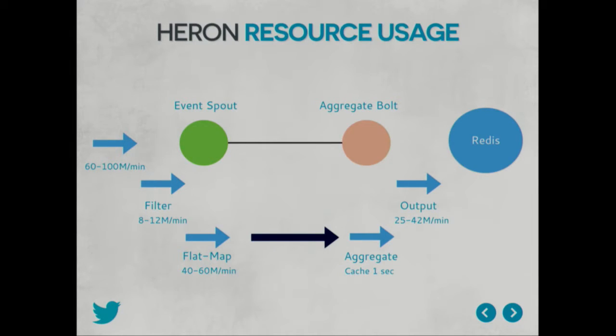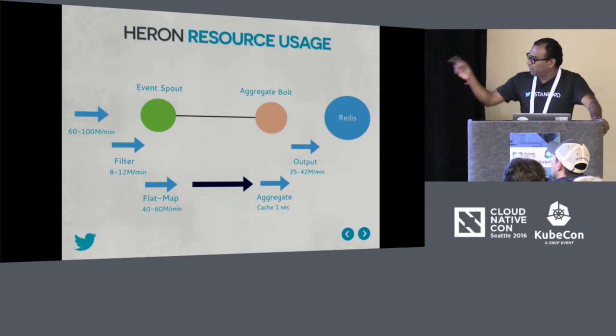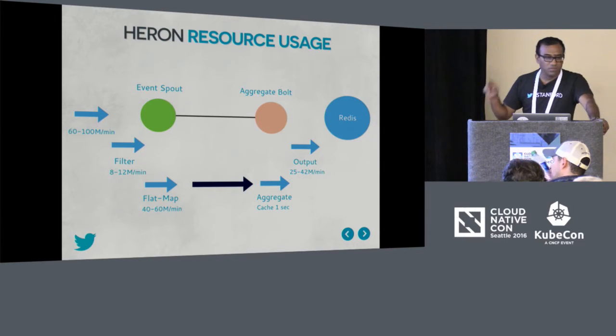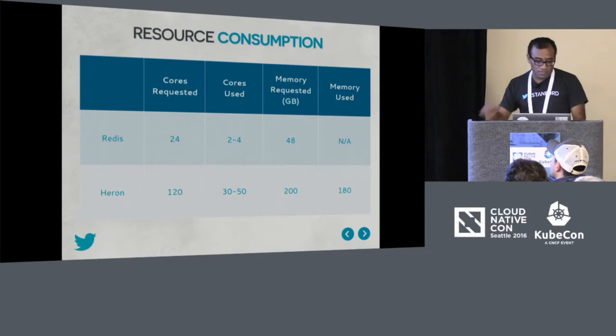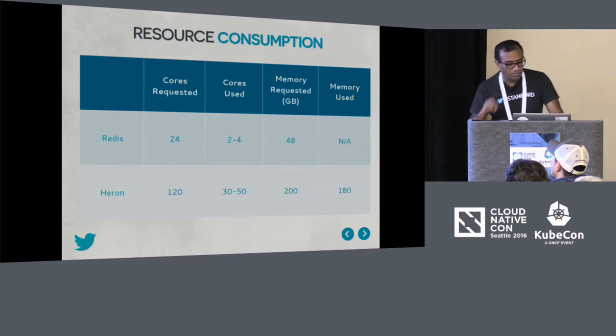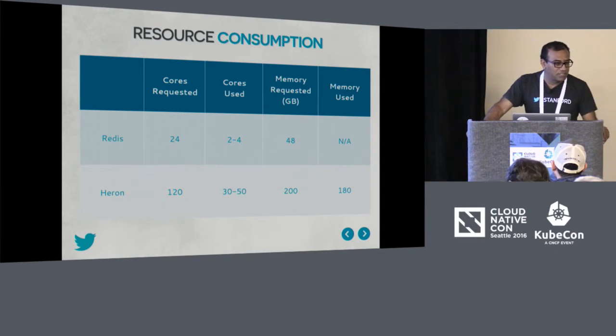So the spout is doing all this logic of absorbing data, filtering, as well as expanding the tuples and sending them out. The aggregate bolt takes the incoming tuples, aggregates them every second, then outputs into Redis, at a rate of around 25 to 42 million tuples per minute. For overall resources, we dedicated a machine for Redis, which has 24 cores, but the actual cores used were around 2 to 4. And of course, that machine had 48 GB.